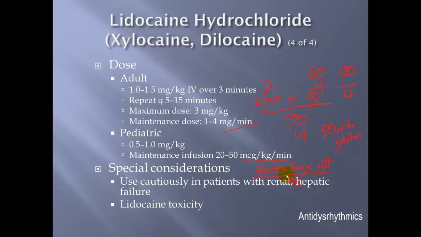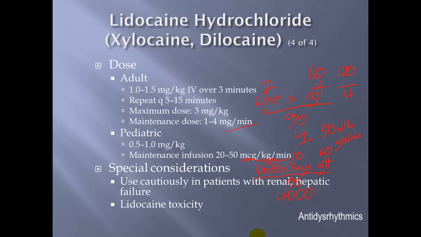Now, remember the concentration strength. This is in mics. Your normal lidocaine drips in 4 milligrams per milliliter. So how many mics are in 4 milligrams? And the answer is 4,000. So if we wanted it to run at 20 times the weight in kilograms of a child, let's say he's a 20 pounder or 10 kilogram, 20 times 10 times 60 divided by 4,000 is how we would set that up on the calculator. Special considerations: use cautiously in patients with renal and hepatic failure.